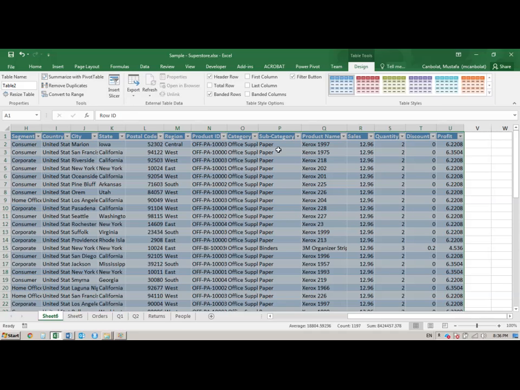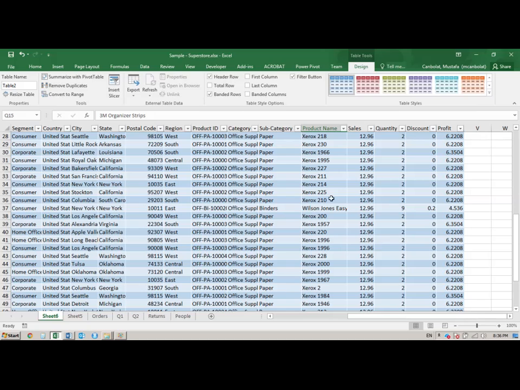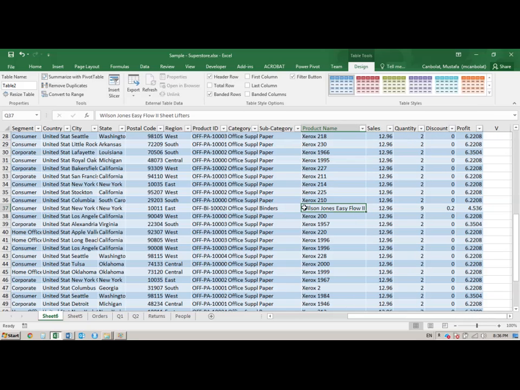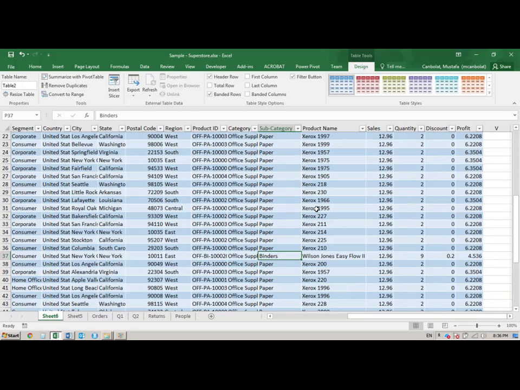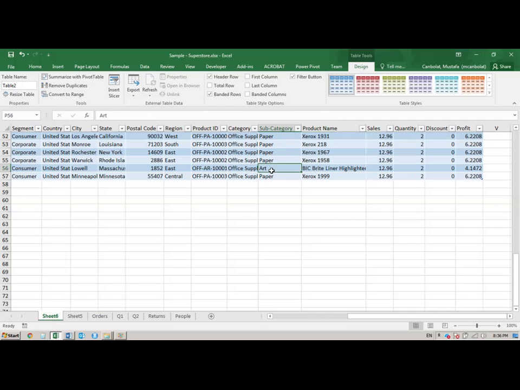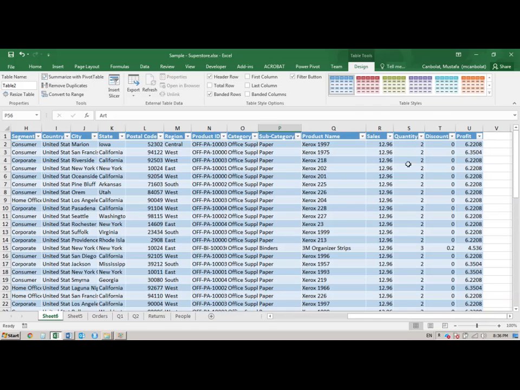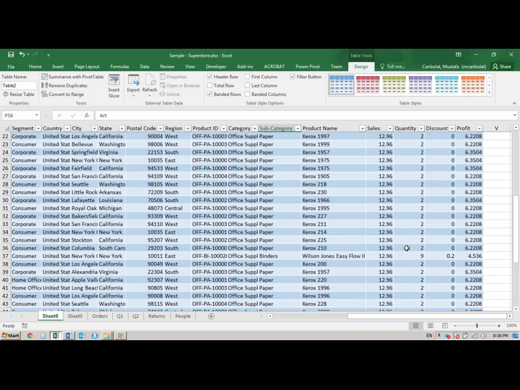They're different. One of them has a subcategory of paper and binders, and they are mostly all Xerox products, but then some of them are not. There are binders Wilson Jones, binders 3M, and then there's art, but most of the others are just Xerox products. And you made the same amount of profit for the different product numbers for Xerox, but for the other products the profit amounts are different.